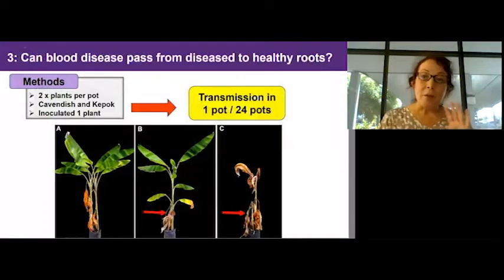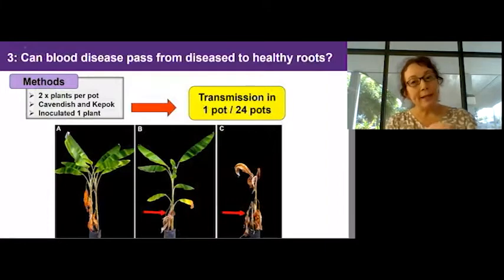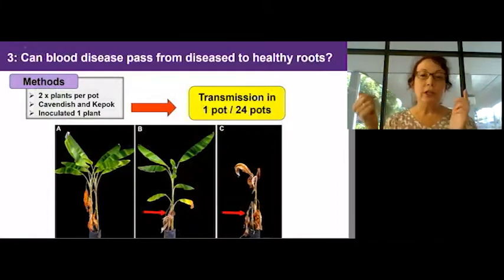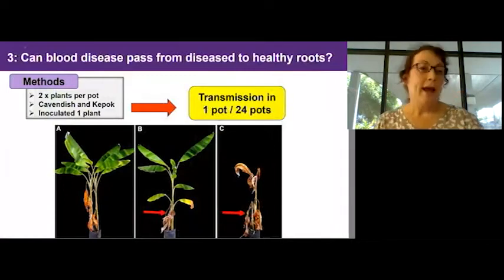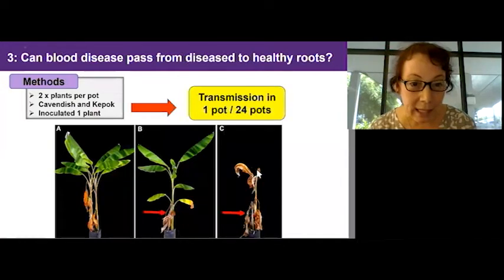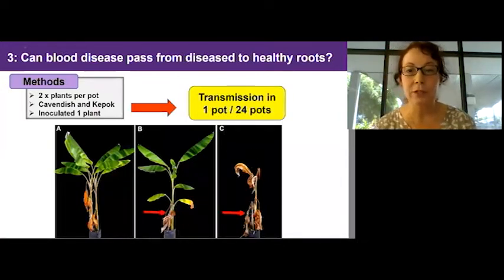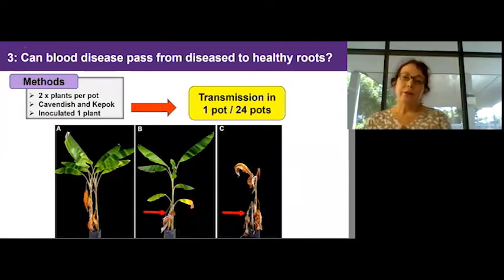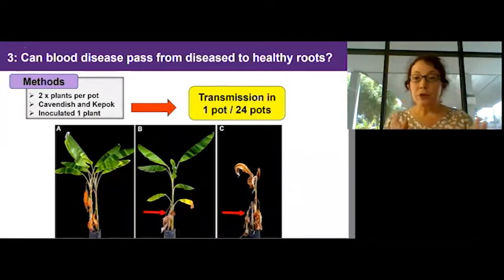Now, in this next experiment, we wanted to know if root-to-root transmission occurs. So to answer this question, I grew 2 plants per pot, and I inoculated one of the plants. Transmission occurred in 1 pot of the 24 pots I inoculated. This is the singular plant that I got transmission in. So that shows that root-to-root transmission can occur, although it appears to be infrequent for blood disease.